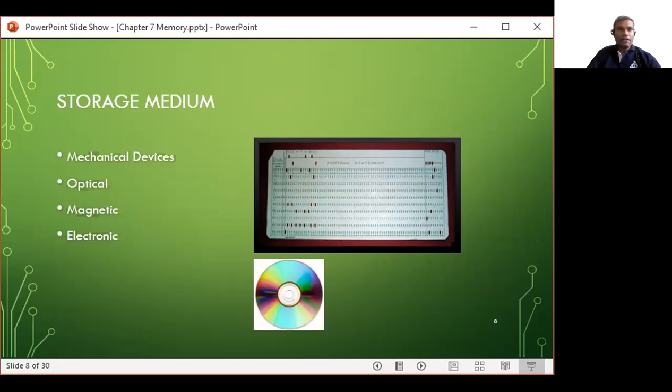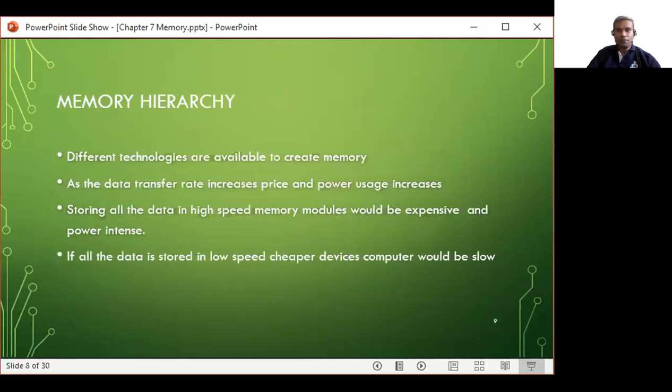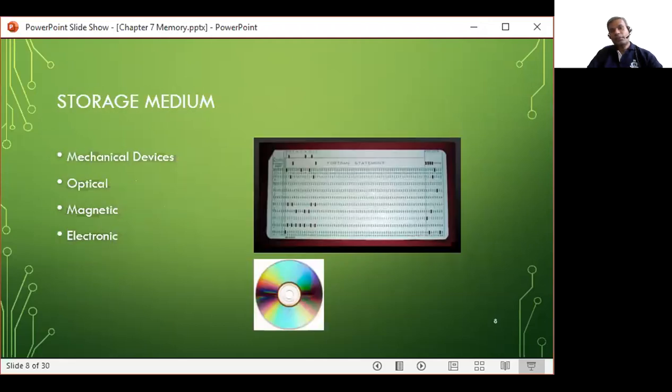Then we have optical devices like CDs, DVDs, and things like that. We have magnetic devices like hard disk and floppy disk, if you know what a floppy disk is. And we also have electronic storage media, like solid state disk and things like that. So depending on the storage medium, you can categorize them also. So those are some backgrounds of different memory types. You can have different memories like that, and they can be in multiple categories.